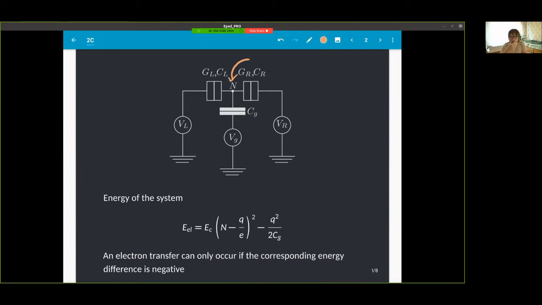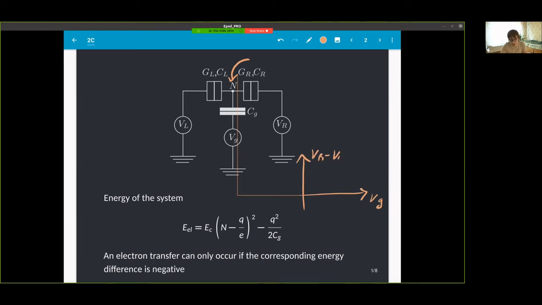And the question is, what would the IV diagram look like? So one can change the gate voltage. One can change the bias, V right minus V left, and one wants to know which region, for example, is conducting and which is non-conducting. But we already know that there are going to be some non-conducting regions which are Coulomb diamonds. And let's now go through the explanation of why there are these non-conducting regions.